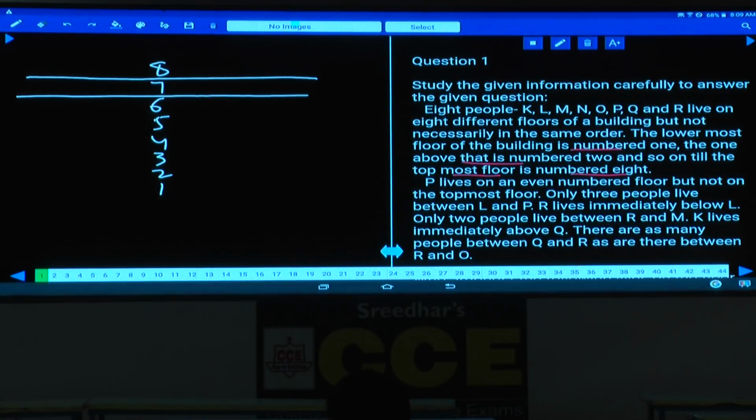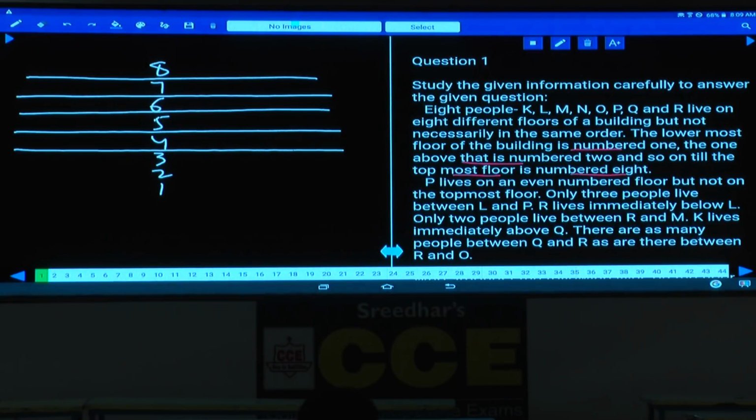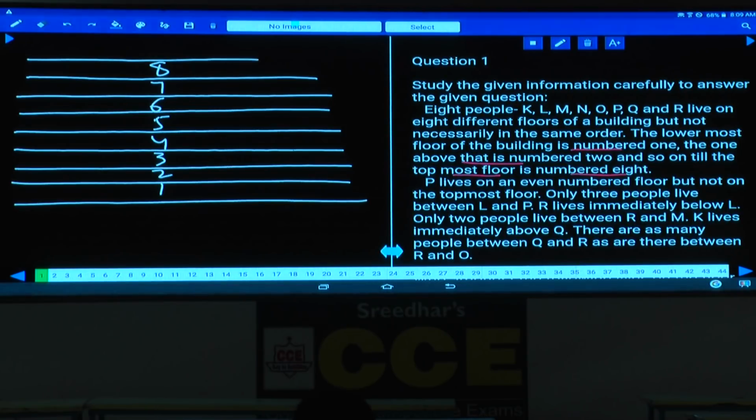Now, whenever the floor arrangement is given, fix that floor at the center and represent the information like this, by which we can represent 2 different possibilities at a single time. What is the first information here? P lives on an even number floor, but not on the topmost floor. Hence, what are the possibilities for P? P can be either on the second floor, fourth floor, or the sixth floor. Hence, there are 3 possibilities. Out of these 3 possibilities, let us start with the first possibility, and the next possibility here. And if these 2 possibilities were invalid, then we'll directly go for the third one, that is 6.